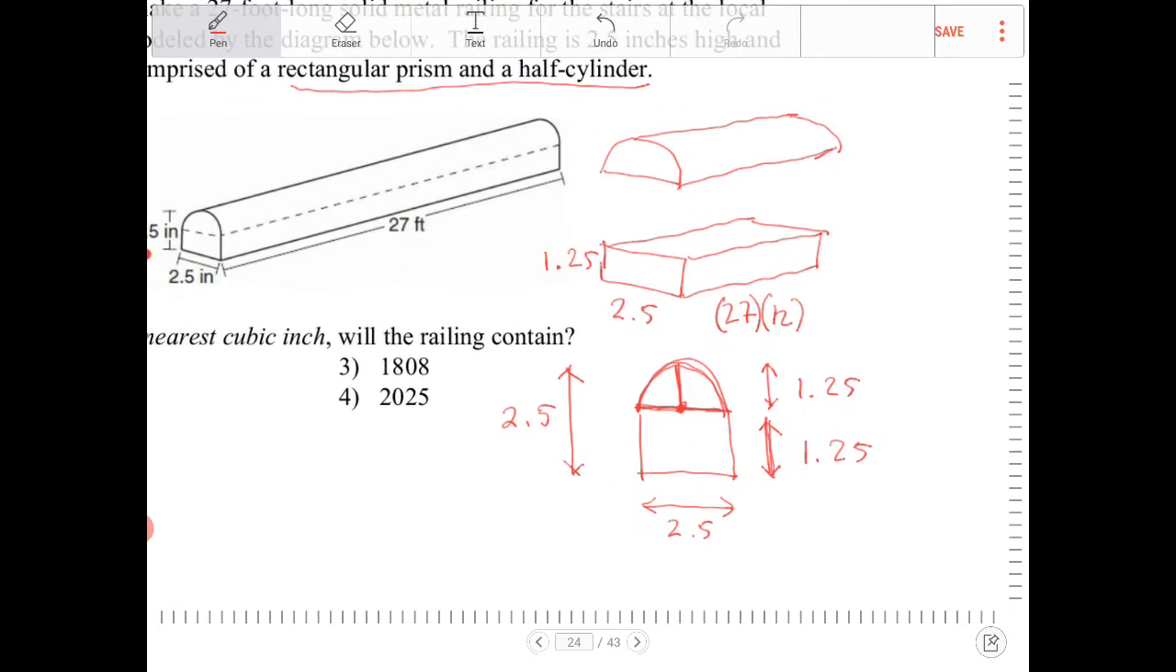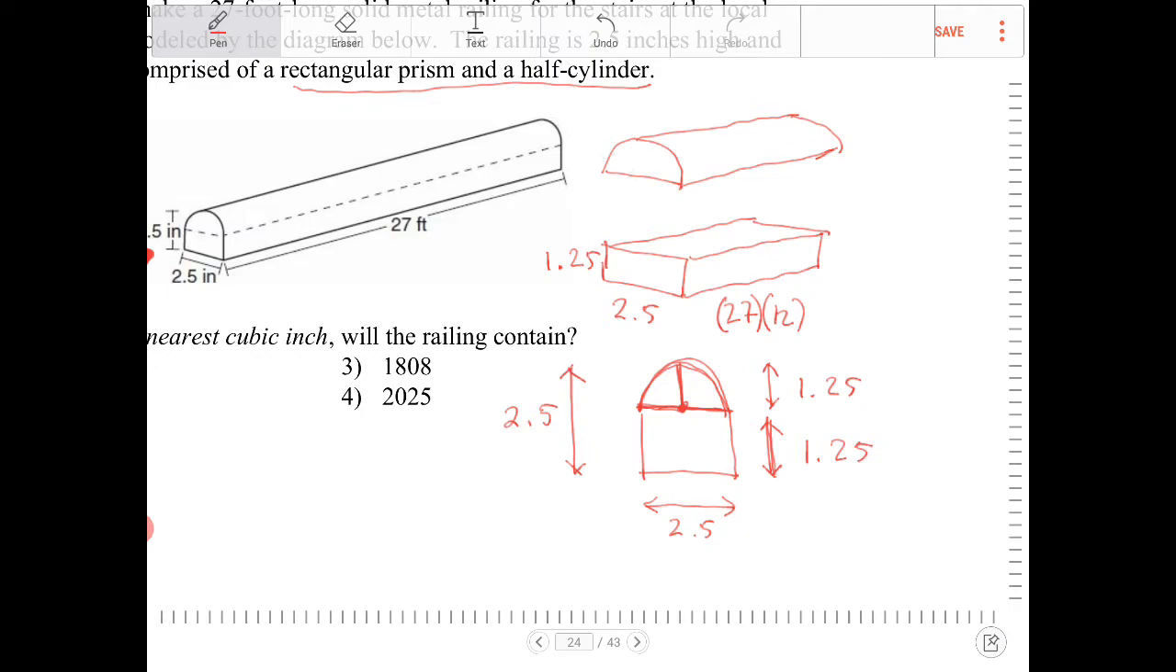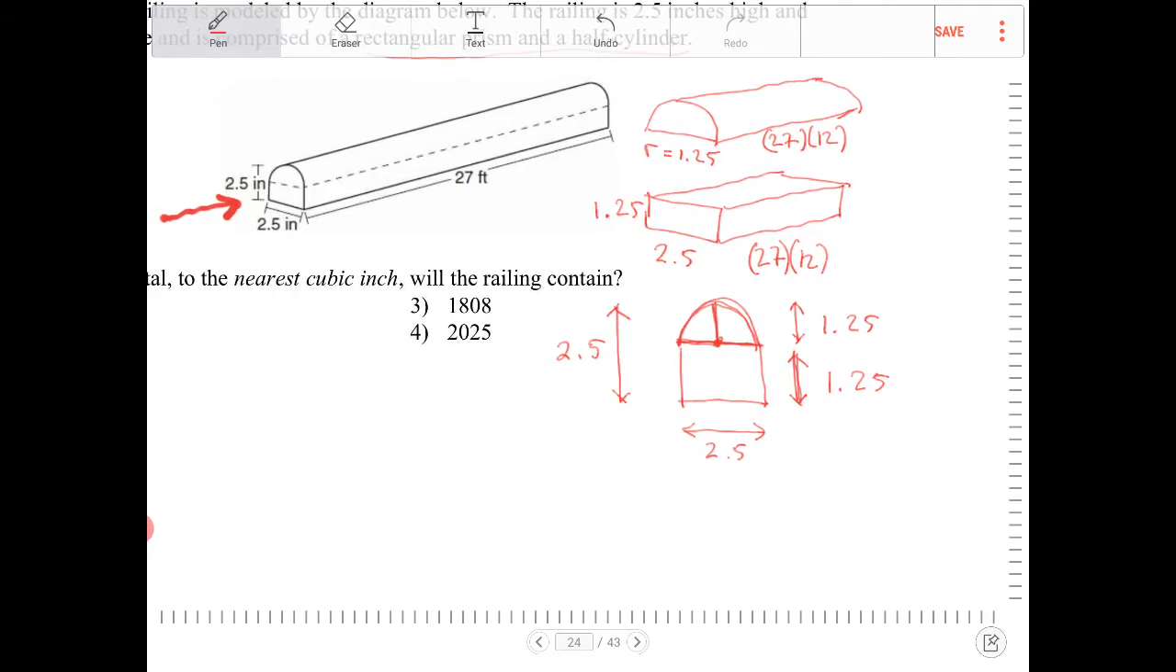Now that I have all the dimensions figured out, I'm just going to label the semi-cylinder as well. The semi-cylinder will have a radius of, again, 1.25 and a depth of 27 times 12. And again, all of these are in inches. So I'm going to find the volume of the rectangular prism first. The volume of the rectangular prism is going to be 1.25 times 2.5 times 27 times 12.